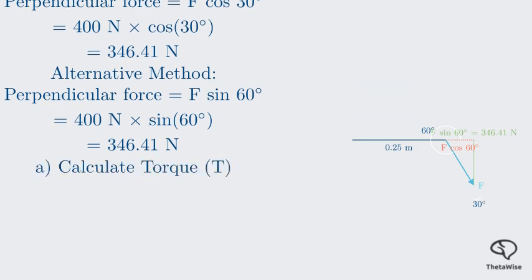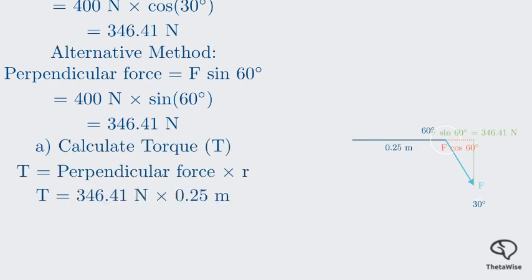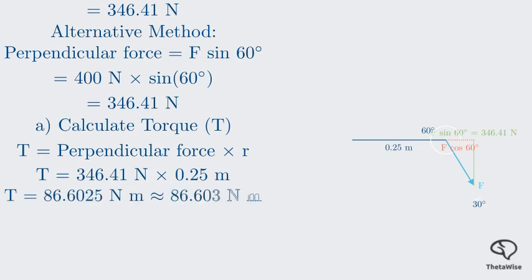The torque, T, is the perpendicular force, which we've found to be 346.41 newtons, multiplied by the radius r, which is 0.25 meters. This gives us a torque of 86.6025 newton meters. The memo rounds this to 86.603 newton meters. So, the torque is the perpendicular force times the radius. We have now solved for torque, the first part of our objective.